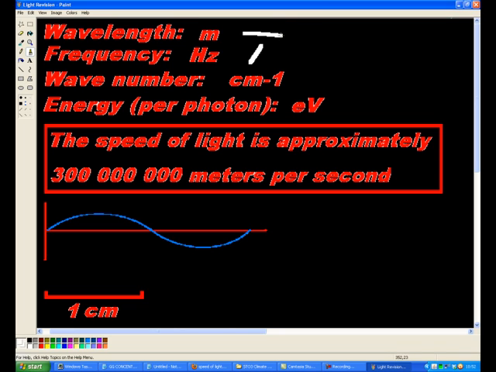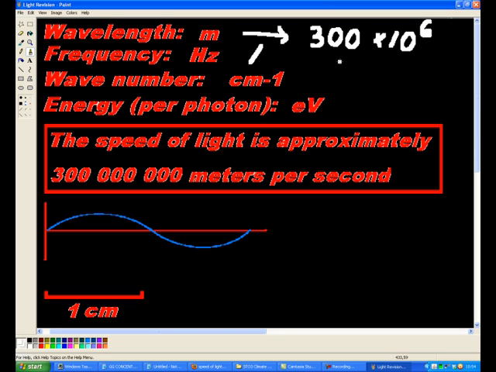Wavelength, there it is, 300 times 10 to the power of 6 meters. Okay, so that was simple enough.